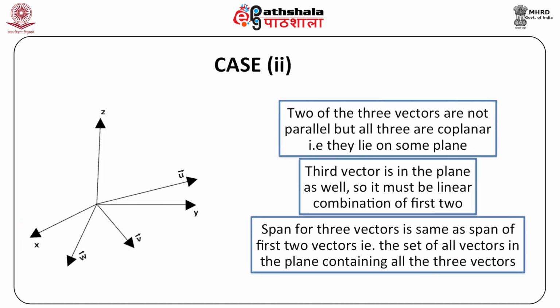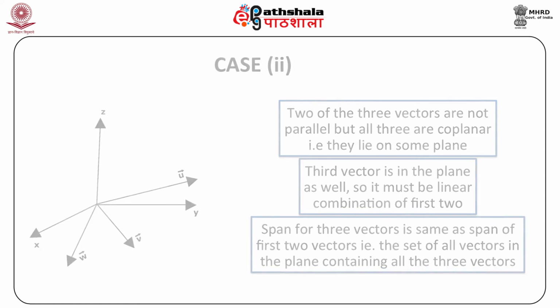Case 2. Two of the three vectors are not parallel, but all three are coplanar. That is, they lie on the same plane. Here, the third vector is in the plane as well, so it must be a linear combination of the first two. So the span of the three vectors is the same as the span of the first two vectors, that is, the set of all vectors in the plane containing all three vectors.